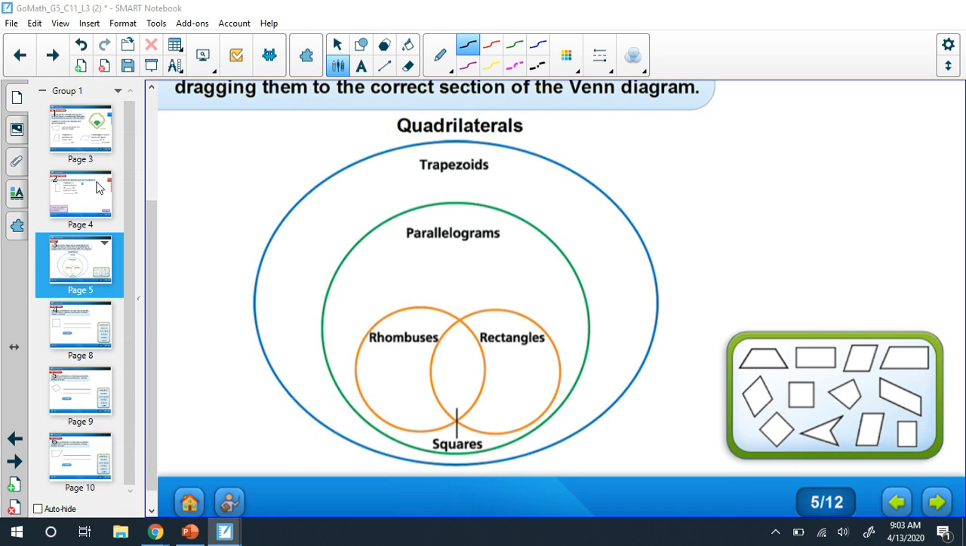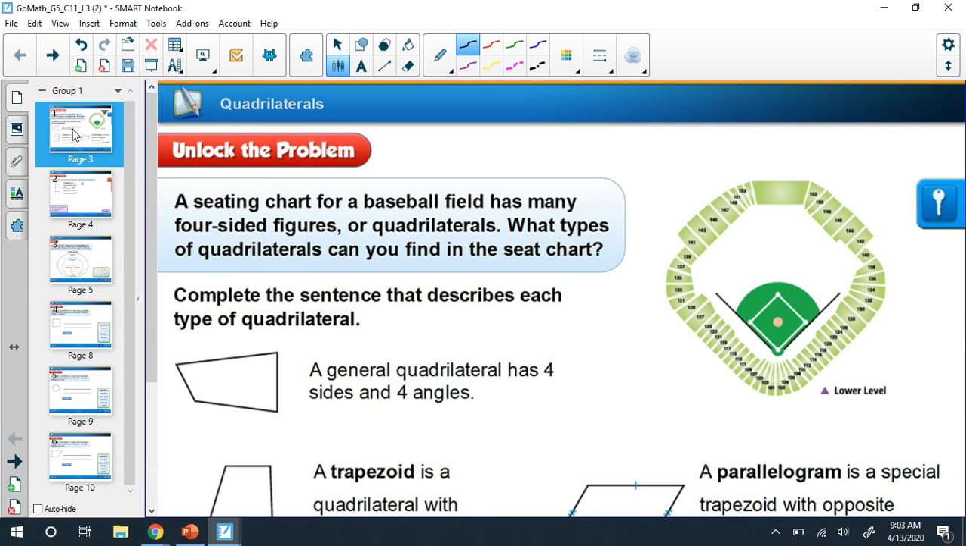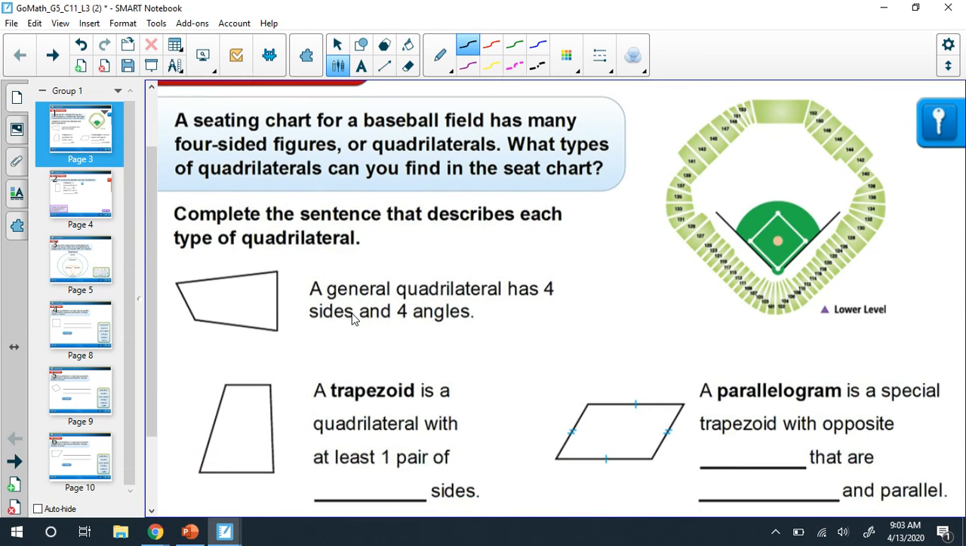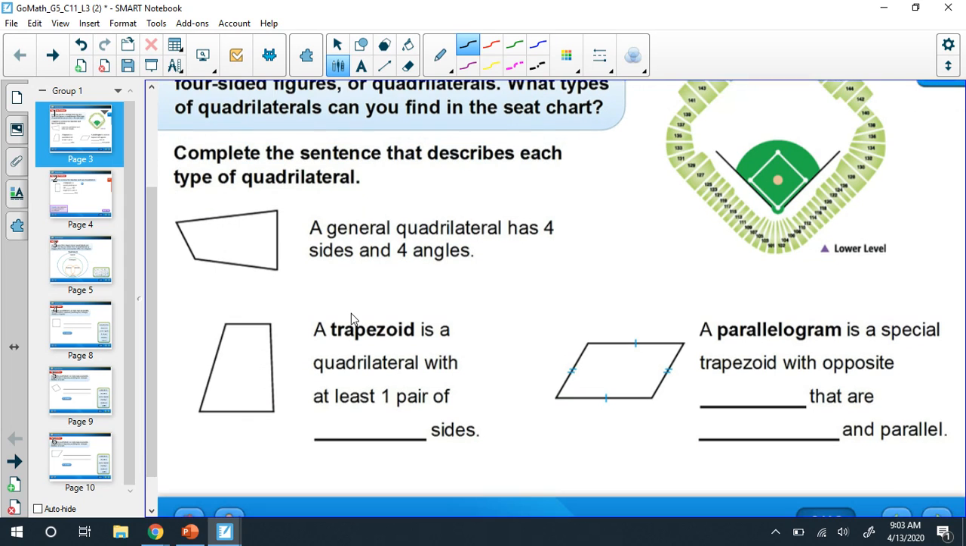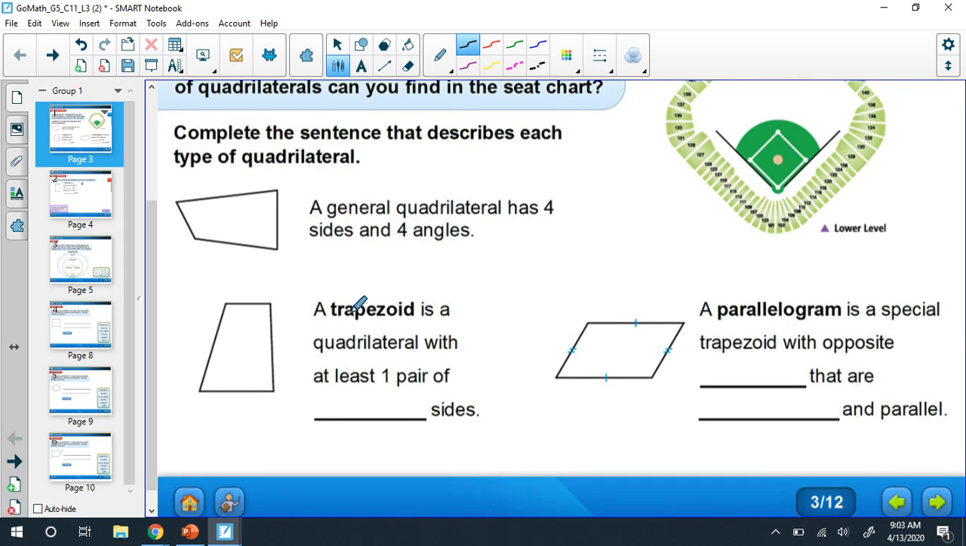All right, let's take a look at quadrilaterals. So quadrilaterals are 4-sided shapes, and any 4-sided shape that is a polygon is going to fall into a quadrilateral. We also can classify quadrilaterals as being trapezoids.